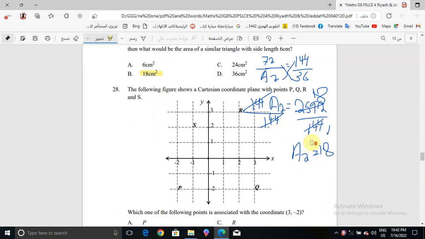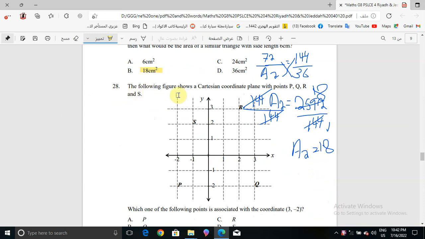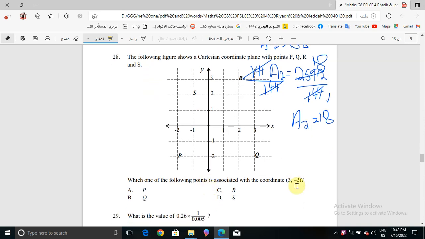Now let's go for question number 28. The following figure shows a Cartesian coordinate plane with points P, Q, R, and S. He is asking which one of the following points is associated with coordinate (3, negative 2). Here we have 3, which is positive, and negative 2. So that means positive, negative, in the fourth quadrant. So that means it will be Q.